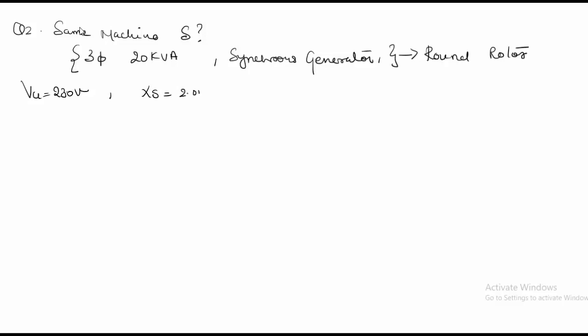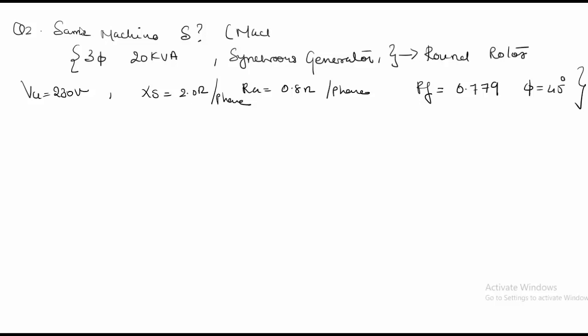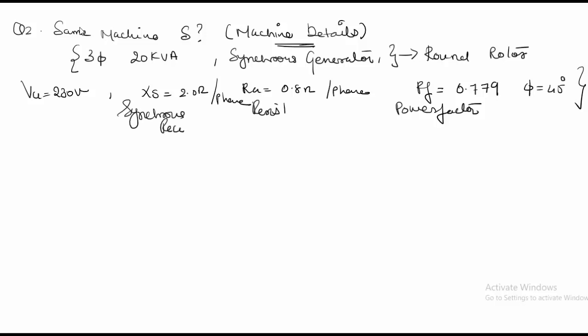XS is equal to 2.0 ohm and RA is equal to 0.8 ohm per phase, and this is again per phase, and the power factor is equal to 0.779 and the phi is equal to 45 degrees. So these are the machine details. So based on this, the question is to find delta, which is the power angle.